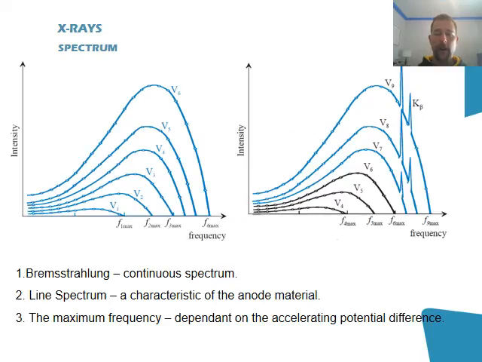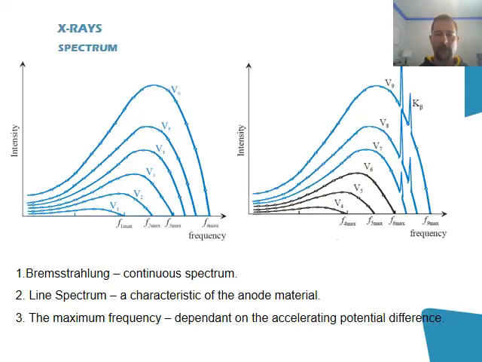In an X-ray apparatus, when the electrons leave the filament, they travel towards the target. When they hit the target, photons are emitted, and these photons are in the order of X-ray frequencies or energies. Now, having a look at this spectrum, there are three important things that we need to know about it. One is that there's the continuous spectrum, meaning there's a range of frequencies that the photons are emitted.